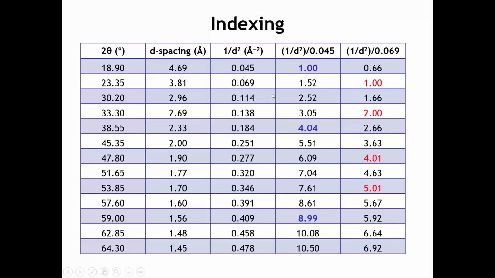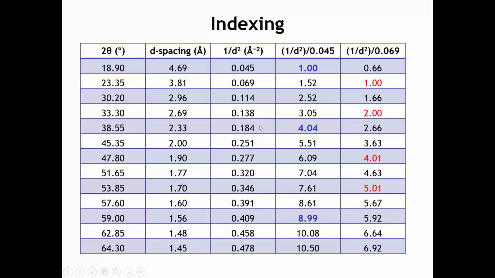We also see maybe a couple of other things that should give us some heart. If we look at the 1 over d squared values of the first two peaks, 0.045 and 0.069, and add these together, we would get the 1 over d squared value for the third peak. If we take 0.138 and add this 0.045 to it, we would get something pretty close to 0.184. So another strategy we're using when looking at these numbers is looking for common factors that separate two different peaks.